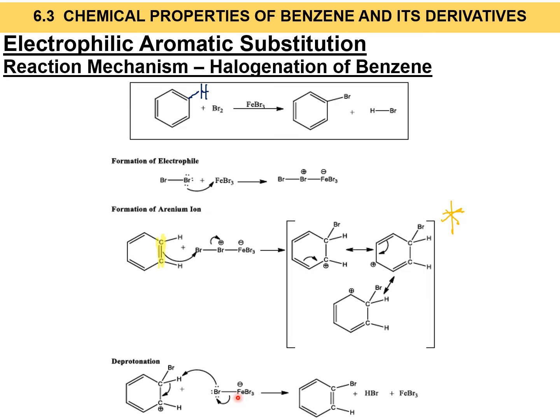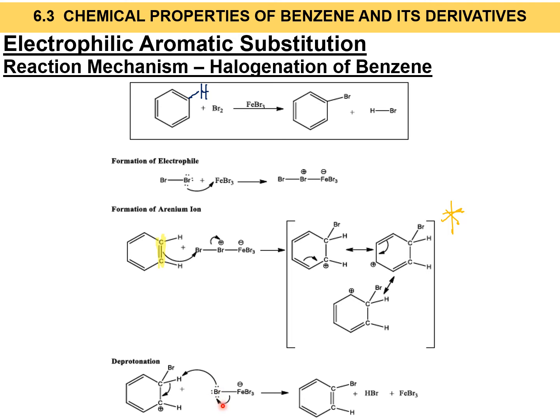Ialah kita akan break bond between FeBr3 minus and this Br neutral molecule. Lepas tu Br ni, because kita nak form side product HBr, makanya you have to show all the lone pair dekat Br ni, sebab dia dah jadi neutral molecule. So dia akan ada 2, 4, 6 lone pair.